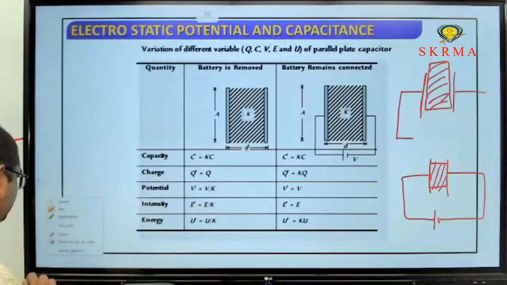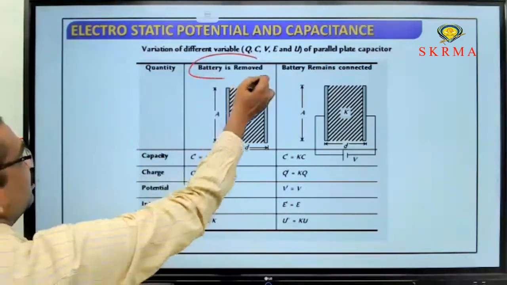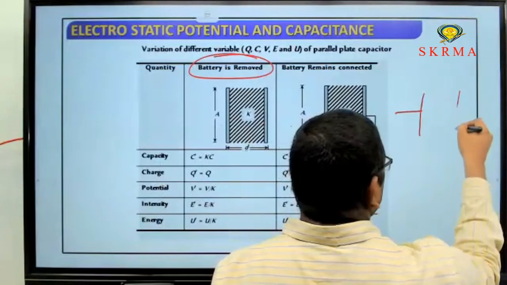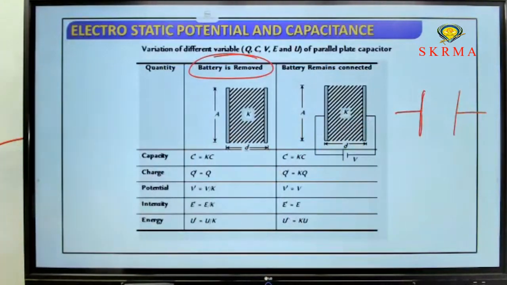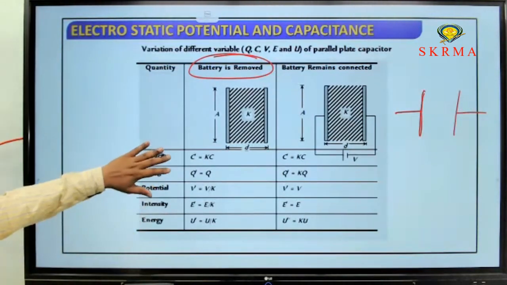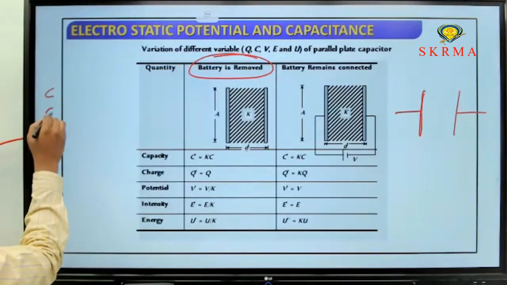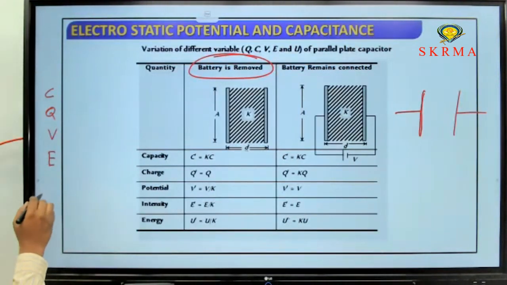First case we need to discuss. In the first case, the battery is not there. The battery is removed, so only a single capacitor is there, not connected to a battery. I want to introduce a dielectric. Now we need to discuss these points. What is the first one? Capacitance. Next, charge Q. Next, potential difference V. Next, electric field E. Next, energy U. We need to discuss these five concepts.